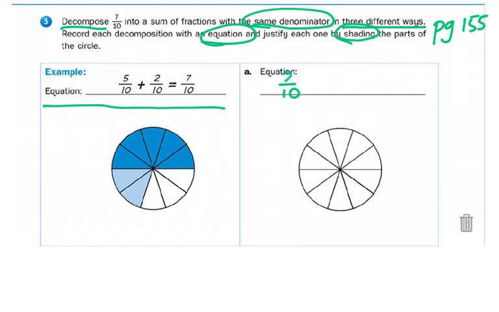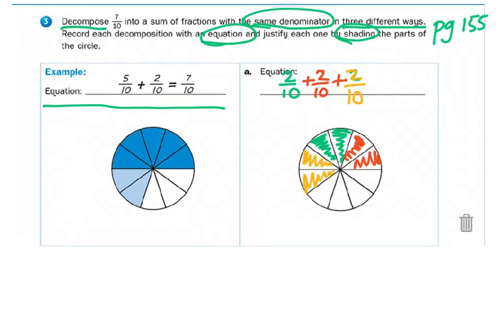Let's take 2/10. I'm going to go ahead and then shade in 2/10. I'm going to use different colors just so you can see the shading being a little bit different. Let's do that plus another 2/10. Remember, it has to equal 7 at the very end. Plus, let's do another 2/10. Let me do a different color, 2/10.